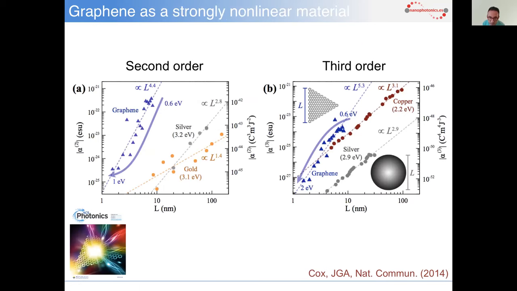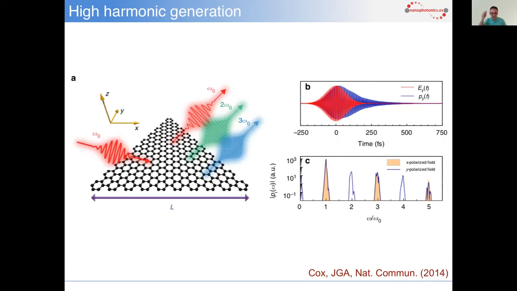So through calculations with this model, you see that the graphene is actually responding very nonlinearly. For example, for second harmonic and third harmonic generation, the level of nonlinearity for islands of different size, shown here, is actually orders of magnitude higher than what is observed for silver or gold nanoparticles, which are among the most nonlinear materials you can think of in this range.